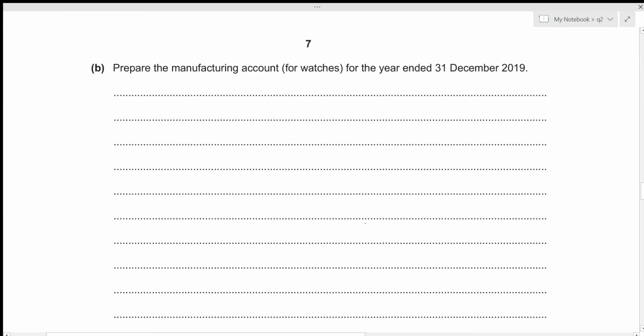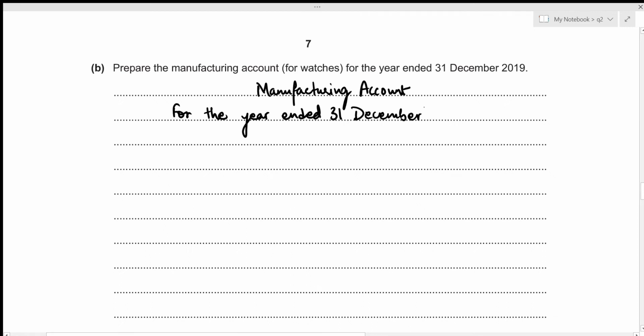We need to prepare the manufacturing account for watches, since only watches are manufactured and the clocks are bought in from another supplier, for the year ended 31st December 2019. So let's prepare our format. That's manufacturing account for the year ended 31st December 2019.